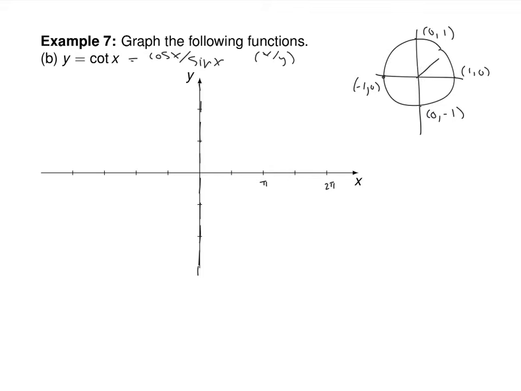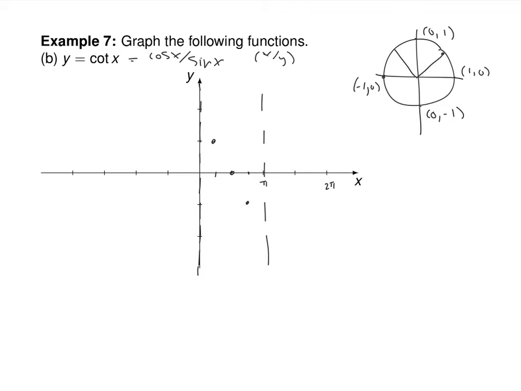How about at pi quarters? What is the cotangent going to be at pi quarters? 1. Okay. How about at pi halves? What's the cotangent going to be? 0, great. 3 pi quarters is this angle. What's it going to be there? Negative 1. And where is the next asymptote at? Pi.